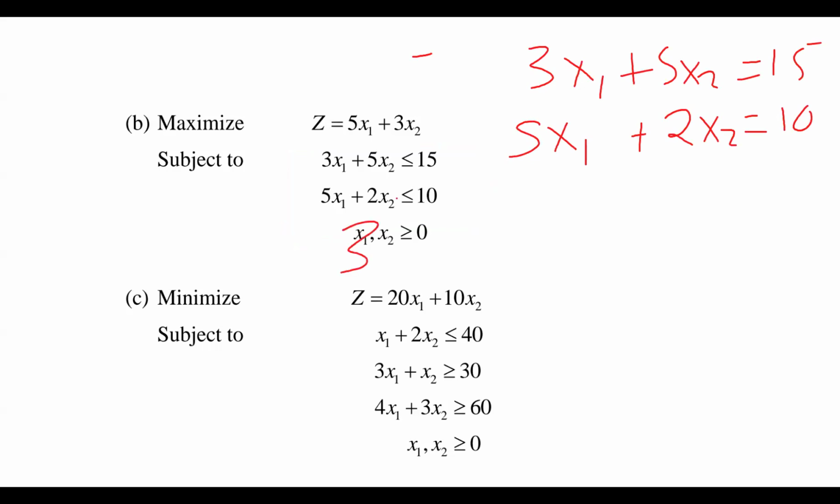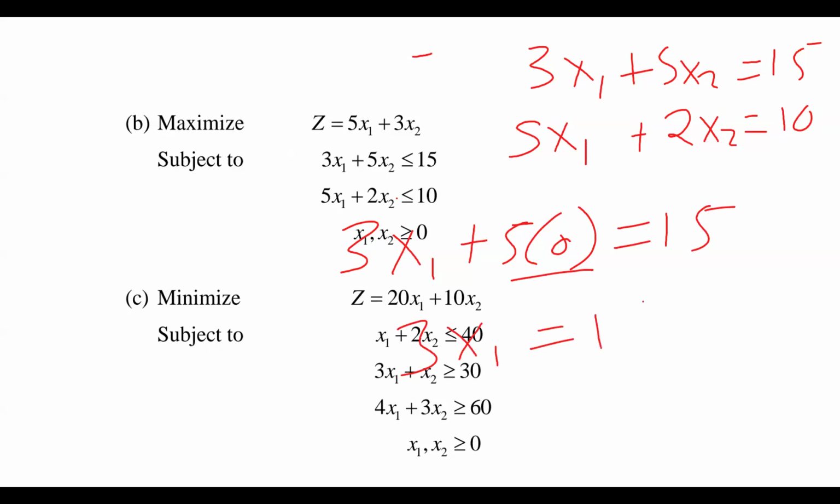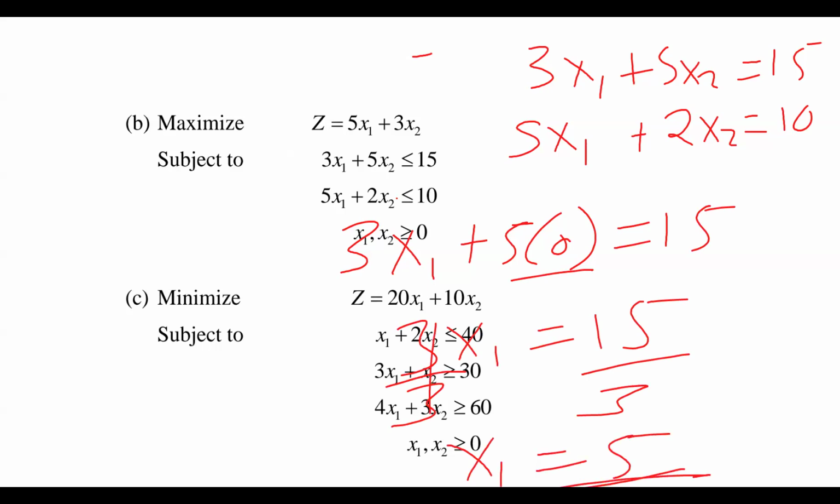We want to start with x1, right? We put x2 equal to 0, so 3x1 is equal to 15. Divide through, so the intercept for x1 is 5. We are good? Yes. So it's 5, comma, what is the x2?